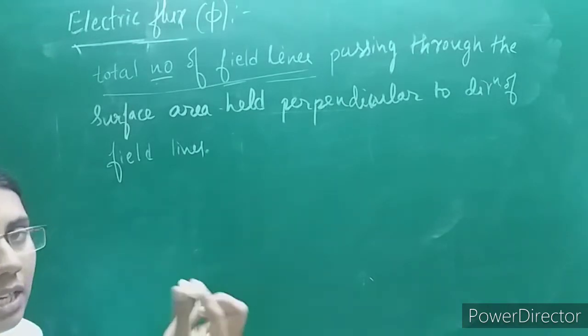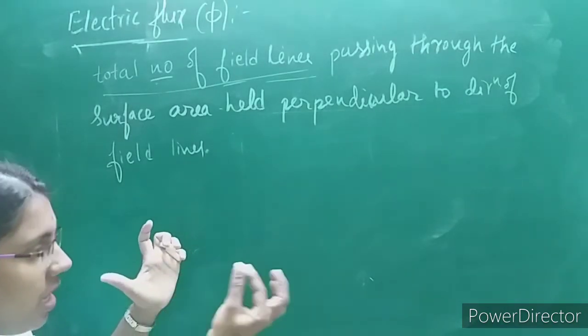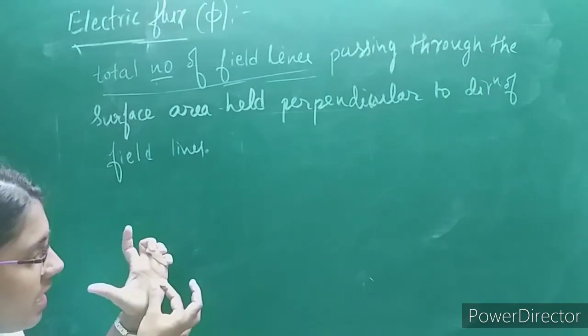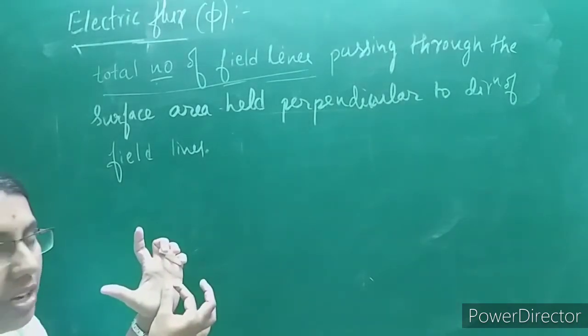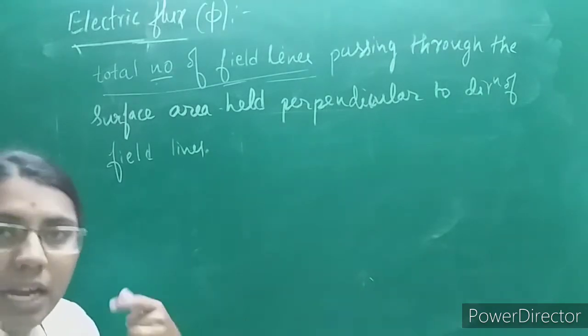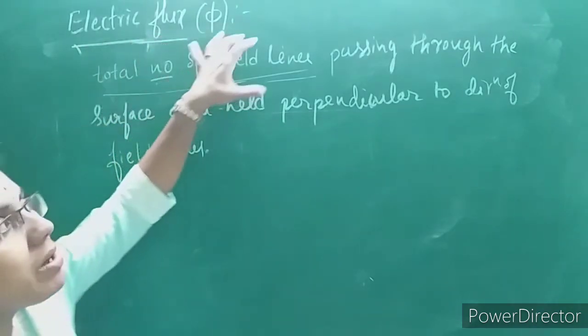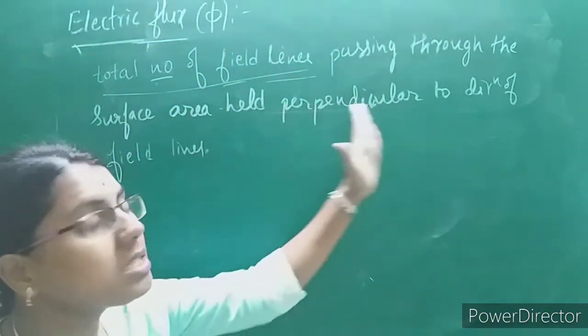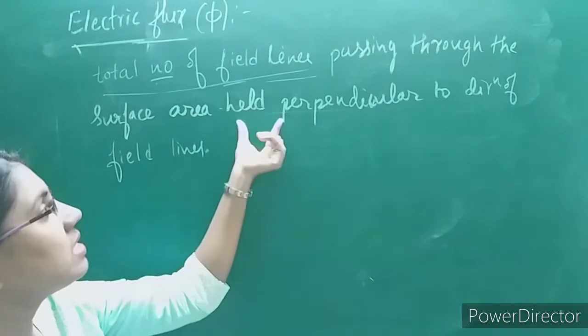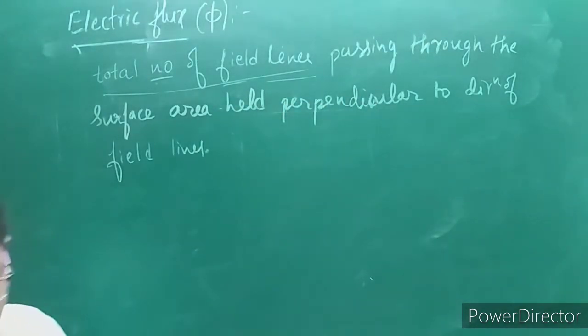See, this is the electric field direction, and if this is the surface area held perpendicular to the direction of the electric field, the total number of field lines passing through it is called the electric flux. That's why we say it is the total number of field lines passing through the surface area held perpendicular to the direction of the field lines.